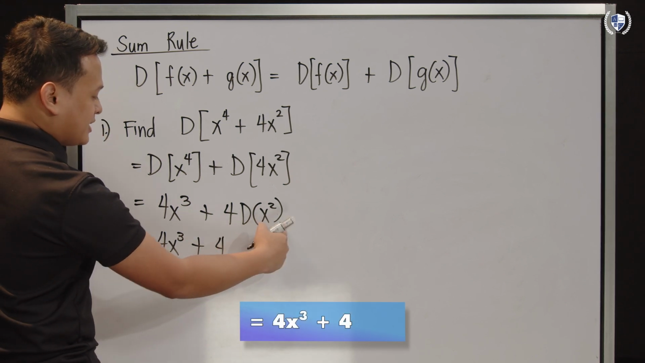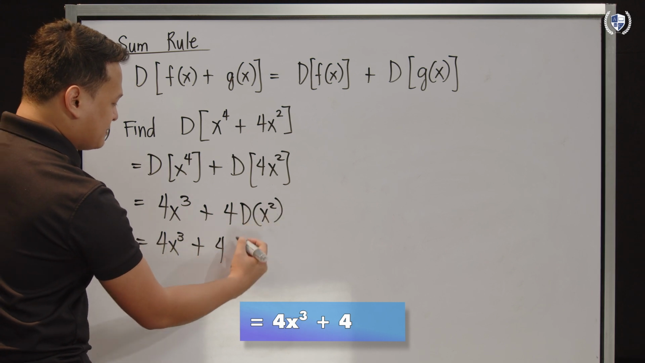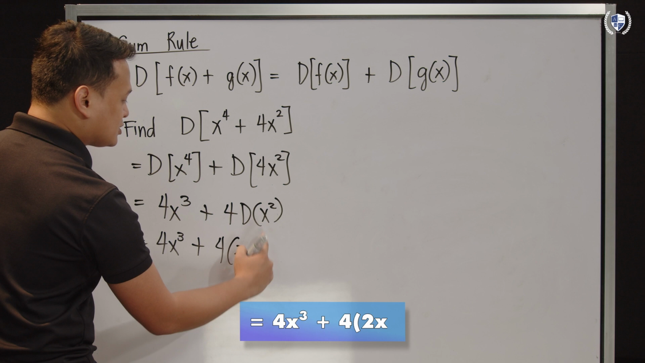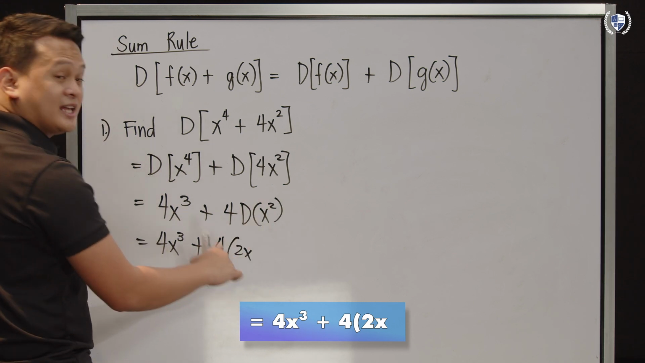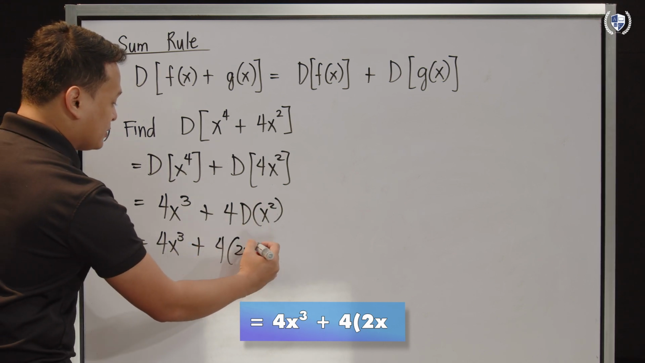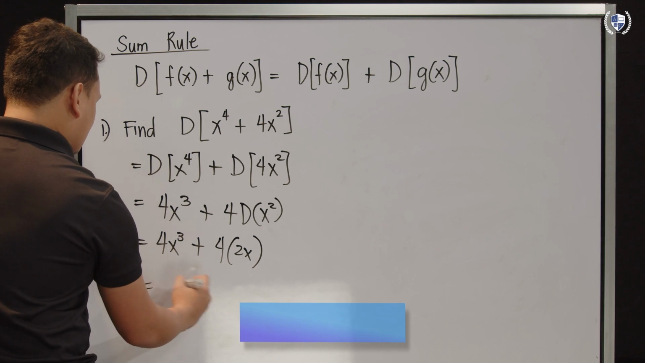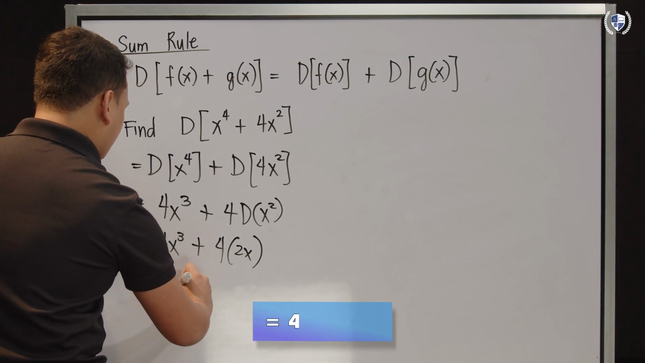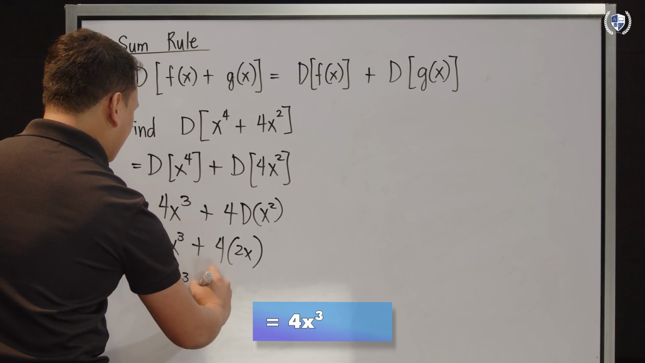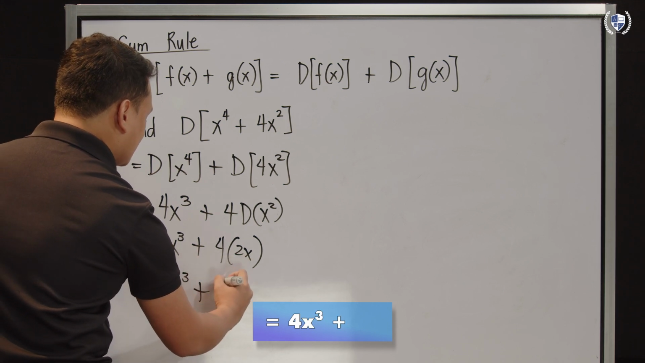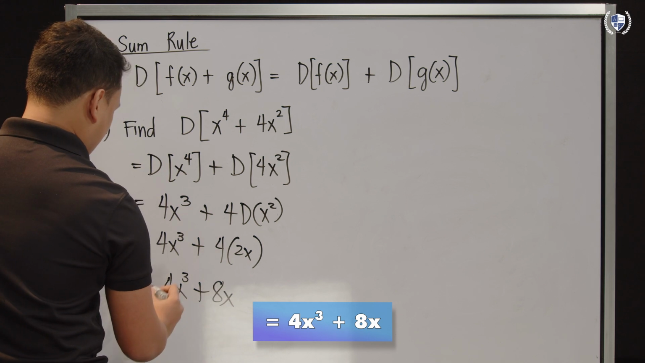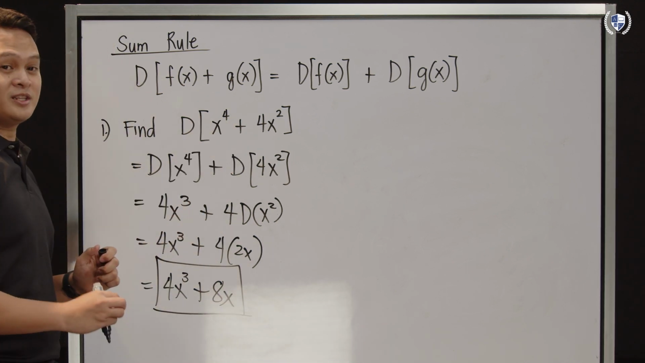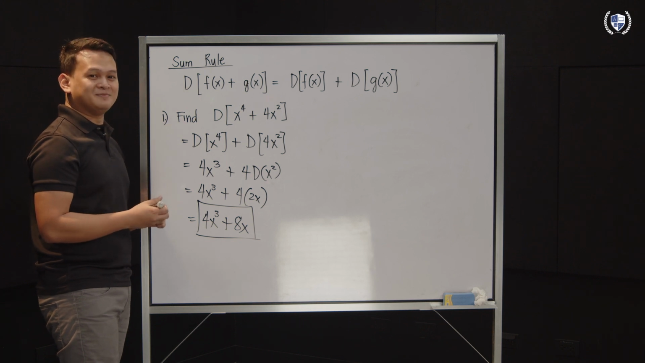Ano ang derivative ng x squared? Di ba? Power rule din ang gagamitin. Baba si 2. You have 2 there. And then x raised to 2 minus 1 is just 1. Hindi na natin susulat yung 1 as an exponent. So therefore, simplifying the whole expression, we'll have 4x cubed plus 4 times 2x is just 8x. And meron na tayong derivative ng ating x to the fourth plus 4x squared.